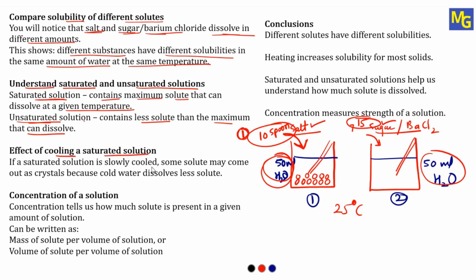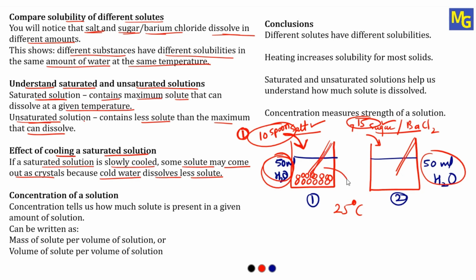Next one, effect of cooling a saturated solution. Once you reach a saturated stage, you can see the salt at the bottom of the beaker, which is not dissolving. At this level, now slowly you have to cool. See here, if a saturated solution is slowly cooled, some solute may come out as crystals because cold water dissolves less solute. So when you take this saturated solution and cool it, the temperature of the water goes down.